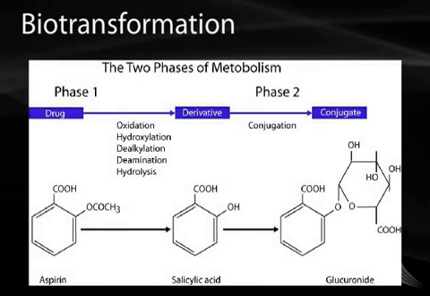Here's an example of aspirin going through 2 phases of biotransformation. As you can see, aspirin, which is a prodrug for salicylic acid, is converted by the loss of this methyl group. After aspirin is conjugated to a glucuronide group, it becomes more water-soluble and therefore leaves the body more quickly.